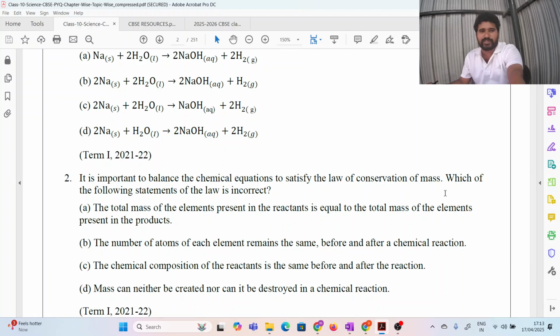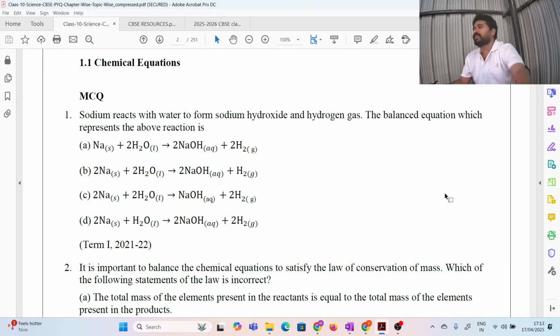Now see this question. First question, I think we went through this already. What is the first question? Sodium reacts with water to form sodium hydroxide and hydrogen gas. Which is the correct balanced equation for that?